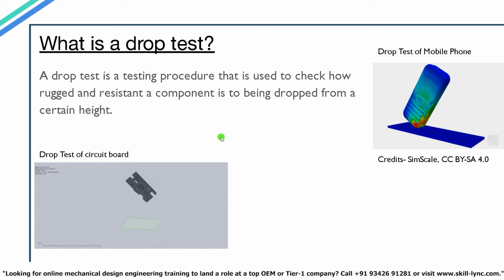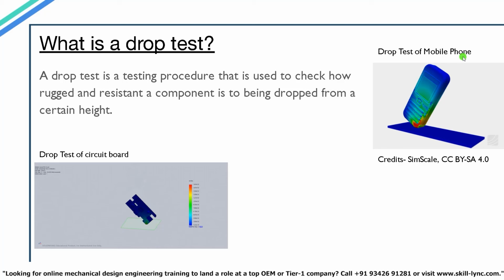So the first topic is, what is a drop test? A drop test is a testing procedure that is used to check how rugged and resistant a component is to being dropped from a certain height. Most of us would have seen many YouTube videos where people compare 2 or 3 phones and drop them from a certain height and then evaluate how rugged a certain phone is based on how much damage the phone has suffered from the drop test.